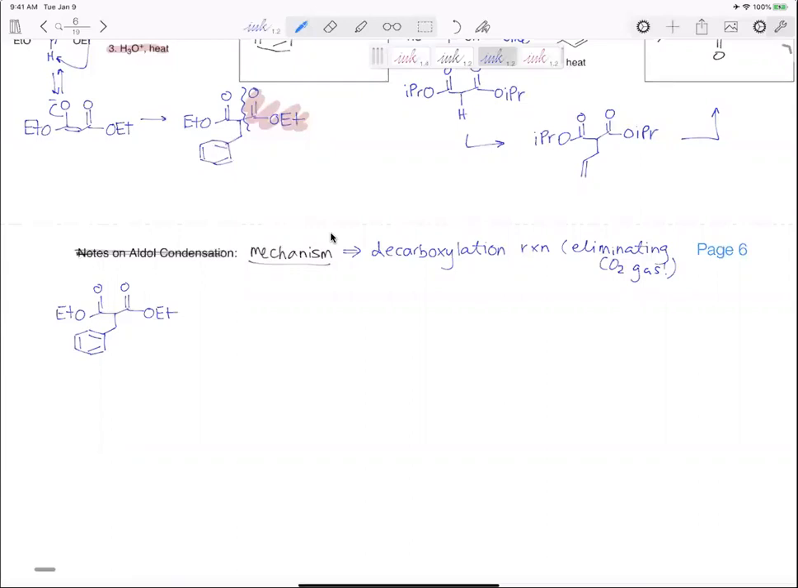Very good. It's an acidic reaction. So what would happen first? Nucleophilic attack or protonation? Very good. Protonation first.